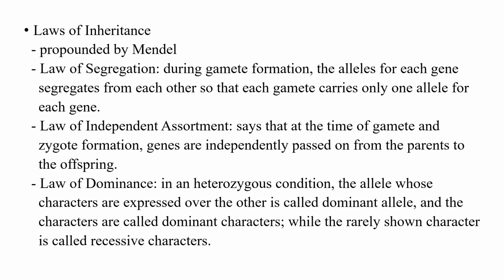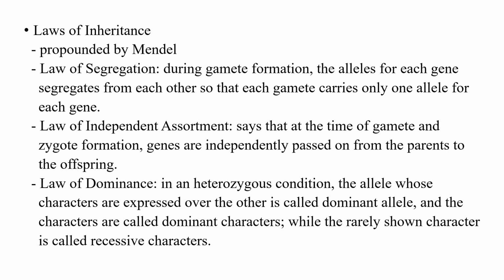Then you also have the law of independent assortment. The law of independent assortment is like a continuation of the explanation of the law of segregation. It says that at the time of gamete or zygote formation, the genes are independently passed on from parents to offspring. That is, when segregation has taken place, the genes are passed on independently, on their own, not in association with any other gene.